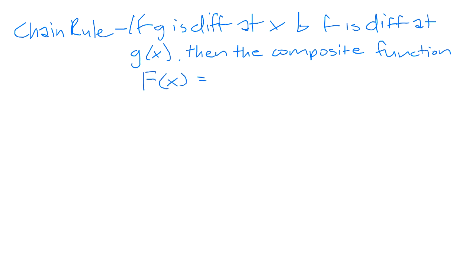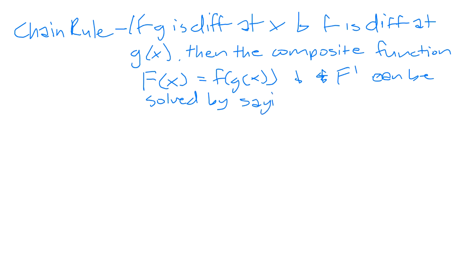f of x is going to be equal to the smaller f of g of x, and f prime can be solved by saying that f prime of x is equal to the derivative of the outer f of g of x times the derivative of g of x.